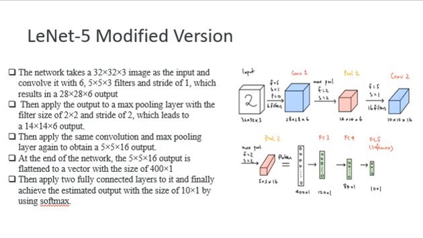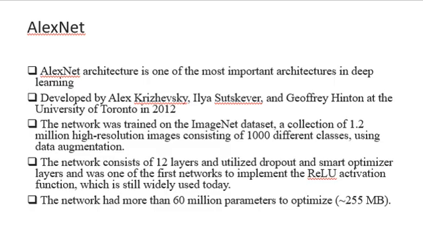AlexNet. The AlexNet architecture is one of the most important architectures in deep learning, with more than 25,000 citations. This is practically unheard of in research literature. Developed by Alex Krizhevsky and Geoffrey Hinton at the University of Toronto in 2012, AlexNet destroyed the competition in the 2012 ImageNet Large-Scale Visual Recognition Challenge. The network was trained on the ImageNet dataset, a collection of 1.2 million high-resolution images having 227x227x3 pixels, consisting of 100 different classes, using data augmentation.